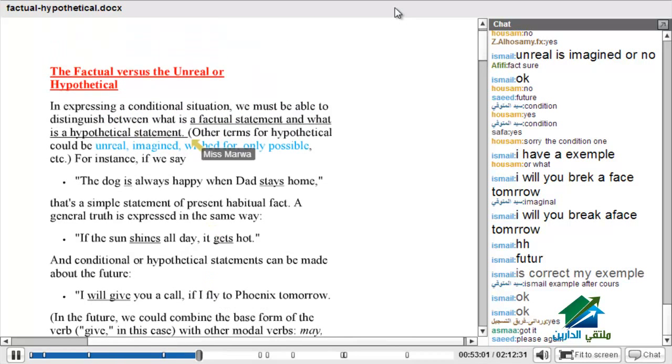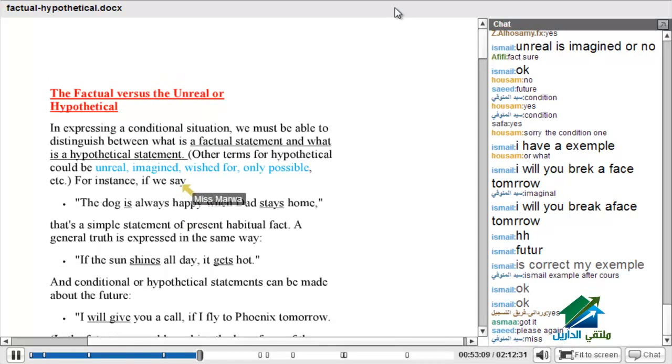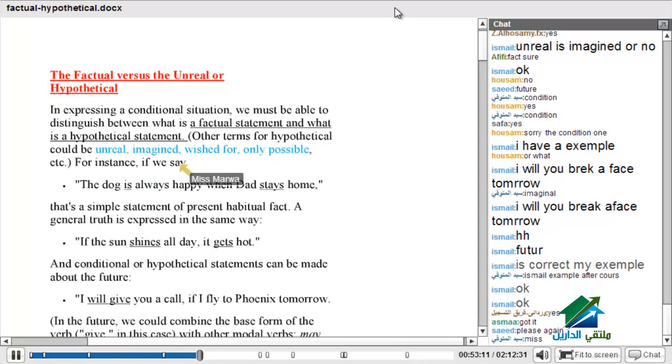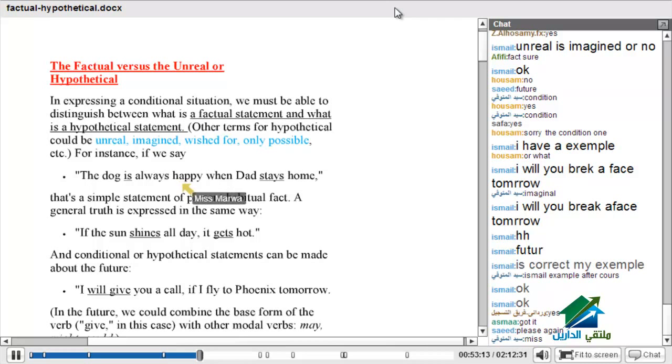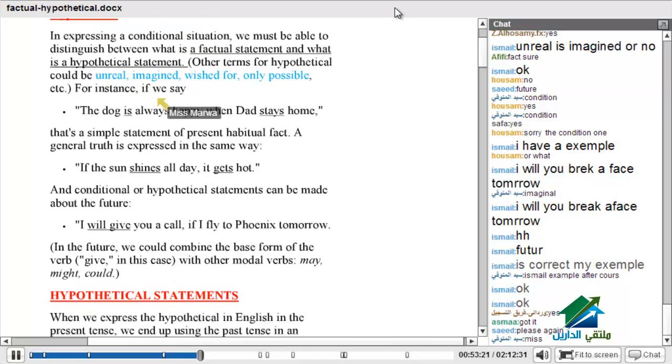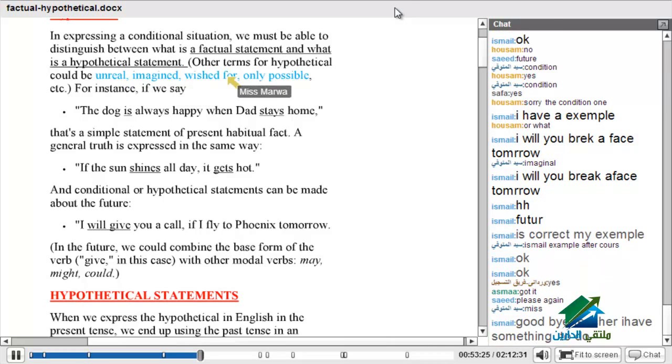We are speaking about hypothetical. احنا قلنا ان احنا we have two kinds. Factual and we have unreal or hypothetical. Factual زي ما قلنا كده about the sunshine او كده، او الفاكتس اللي موجودة في حياتنا عموما. طيب. Let's speak about hypothetical. اللي هي ايه hypothetical? Something which is unreal, imagined or wished for.